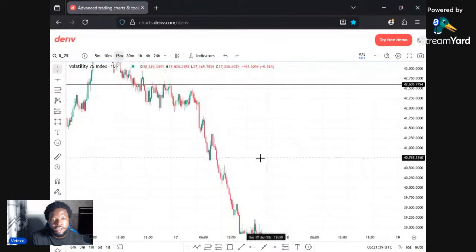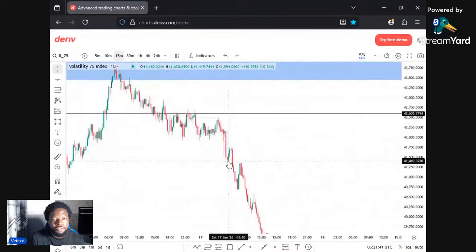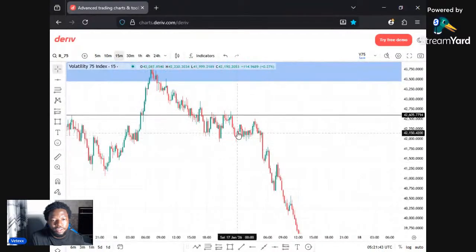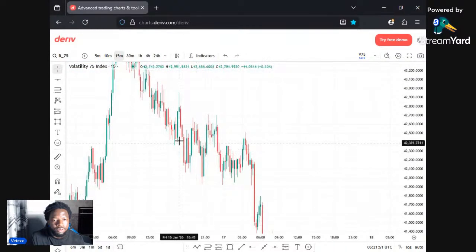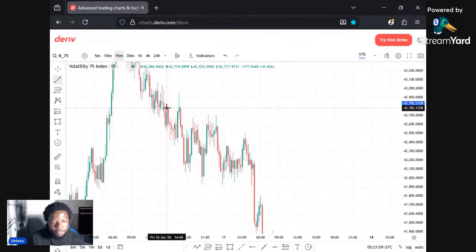So if you check clearly, you'll see that V75 really didn't give us a continuation. Oh, I can see something here. Okay, I think it gave us a continuation because there is a sweep of liquidity here. Our first break of structure.